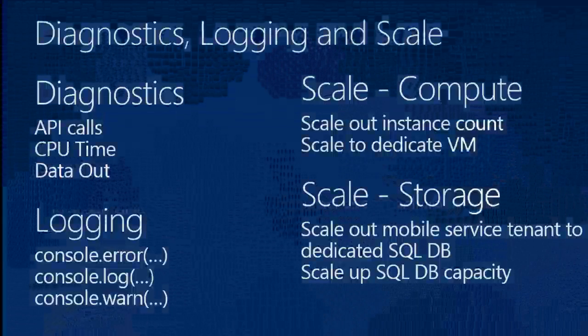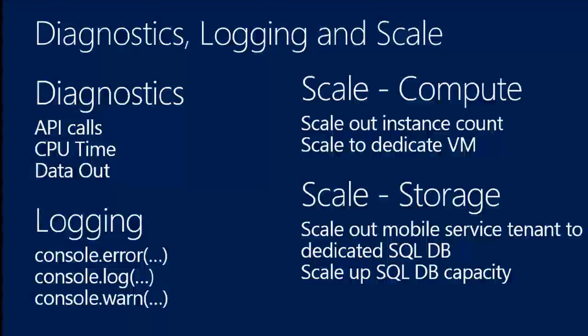So let's talk about closing up. We've got a few minutes, and I'll be available after the session for Q&A. Diagnostics, logging, and scale. Within the portal, we've got a dashboard where you can see the number of APIs, CPU time, and egress out. Scaling your compute instances, I'll show you a demo of that, but basically you can scale up the number of instances you have of that mobile service, and also scale it to a reserved mode VM. So by default, you're running in a free tier. You get 10 mobile services for free. And you can scale out to reserved if you want to not be in a shared compute mode, but in a mode where you've got your own VM running that mobile service.